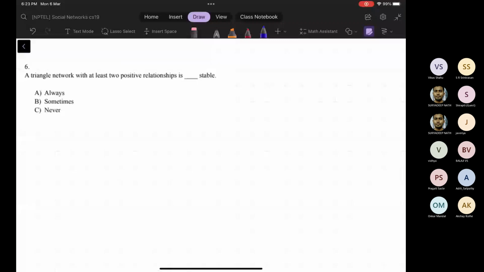In question 6, it asks that a triangle network with at least two positive relationships is stable, or so you have three options. It's always stable, sometimes stable, or never stable. So let's look at a triangle relationship with at least two positive relationships.